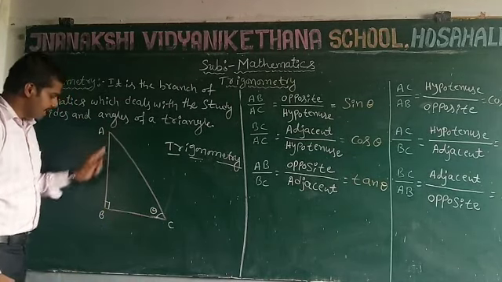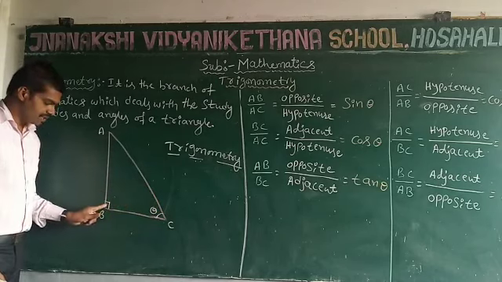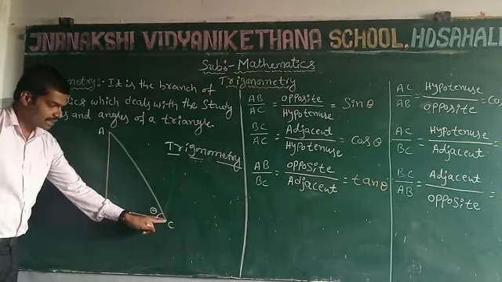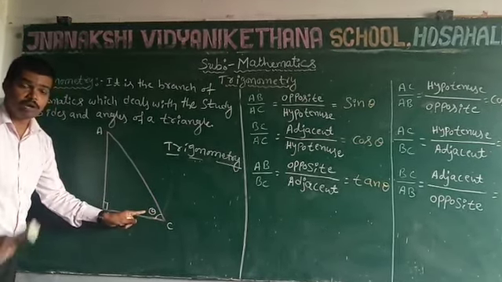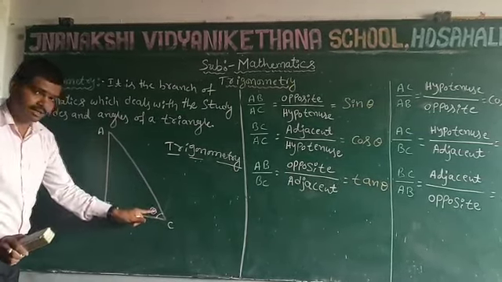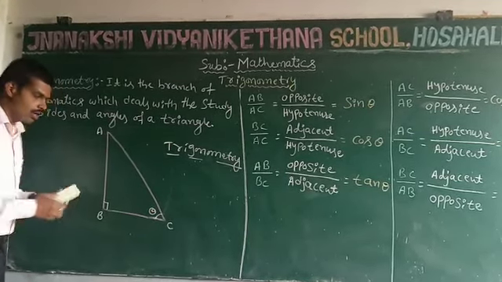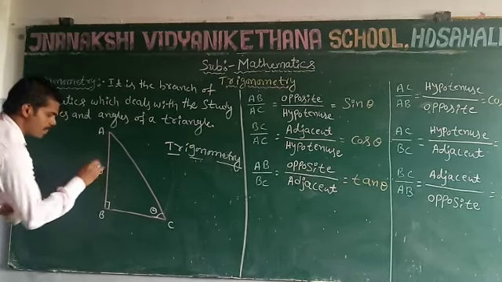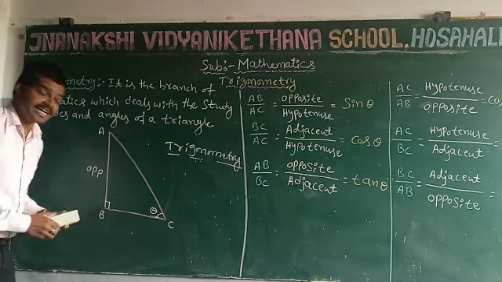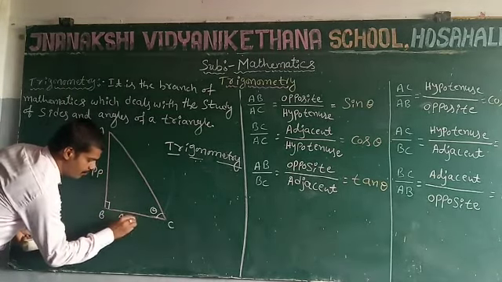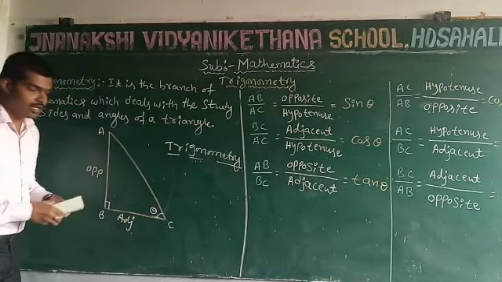So in the right angle triangle ABC, angle B is equal to 90 degrees. If the angle C is theta, then what is the opposite side of angle theta? AB. AB is the opposite side and BC is the adjacent side. AC, this is the hypotenuse.